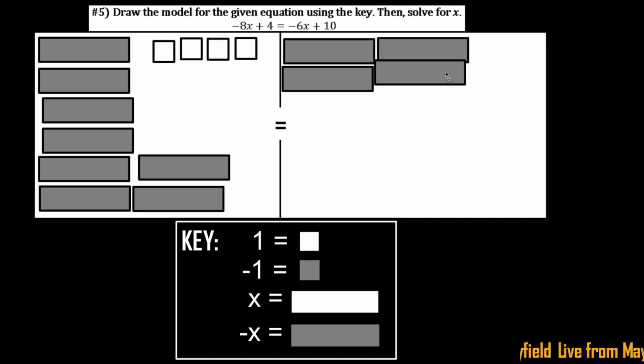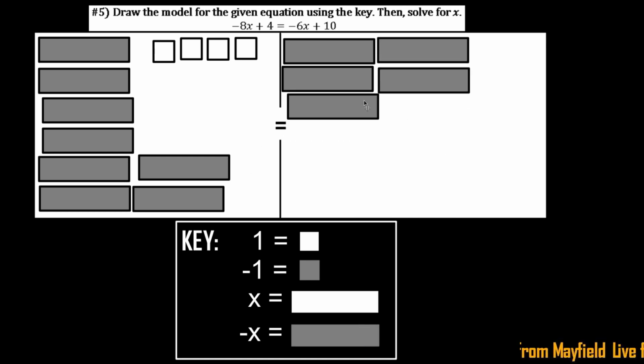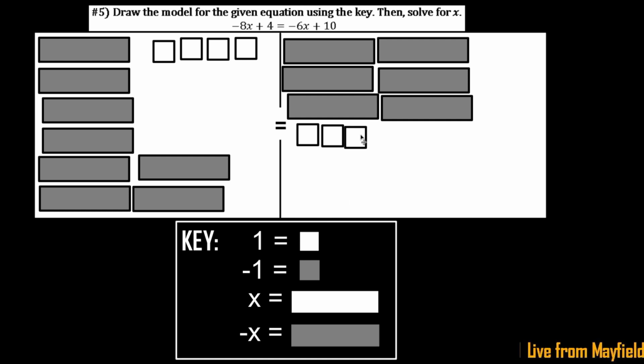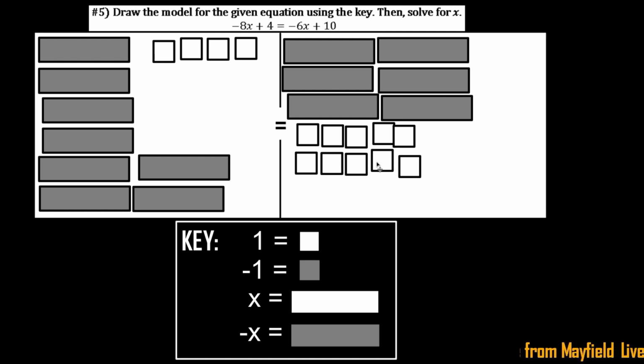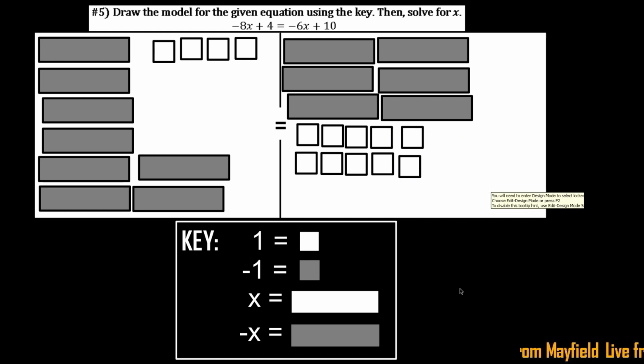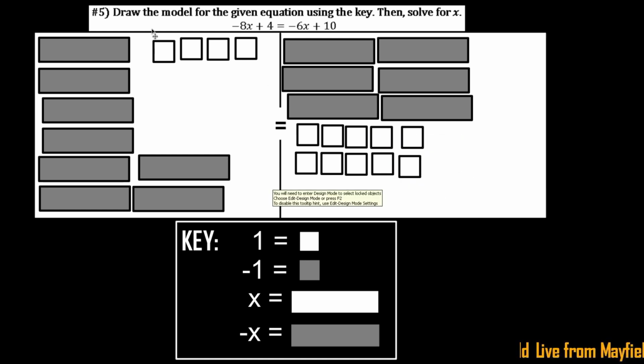3, 4, 5, and 6. And then I have 10 positive ones. I got 1, 2, 3, 4, 5, 6, 7, 8, 9, and 10. Okay, you want to make sure you can get this practice down with drawing the pictures and with using the model.